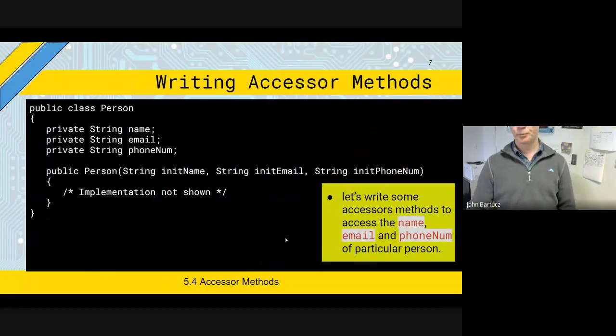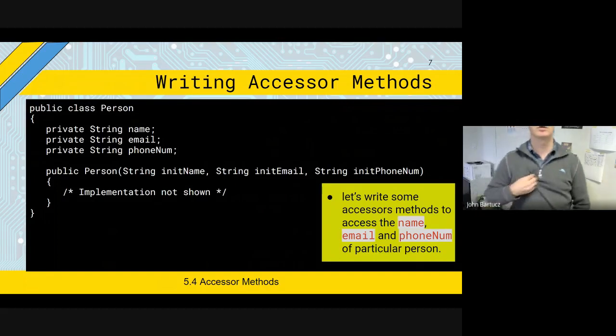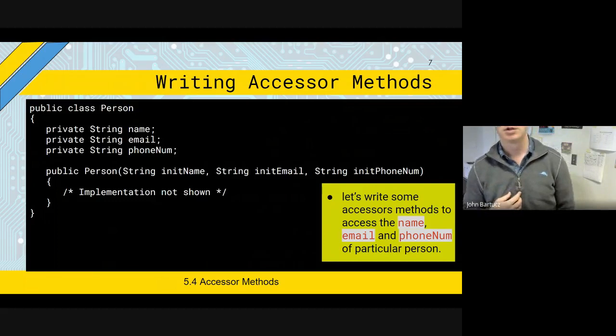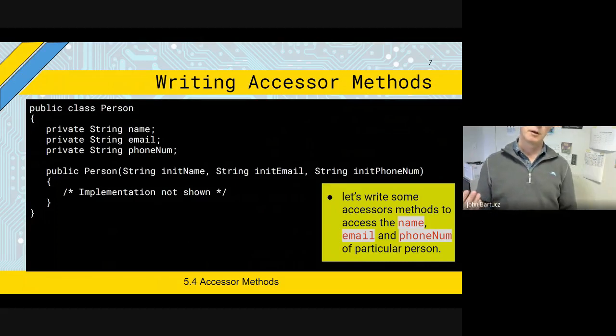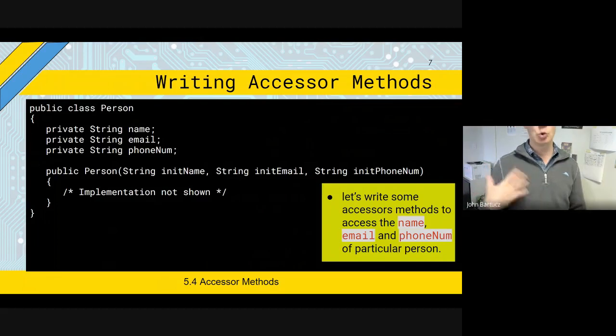So here is our person, right, that we set up last time. We don't want anybody to be able to change their name, email, or phone number, right? We don't want somebody else in the company or the school or whatever being able to just change your name. So those are the properties that are private. We want to limit who can change those. But we want anybody to be able to see your name, for example.